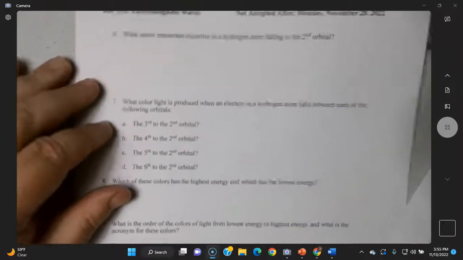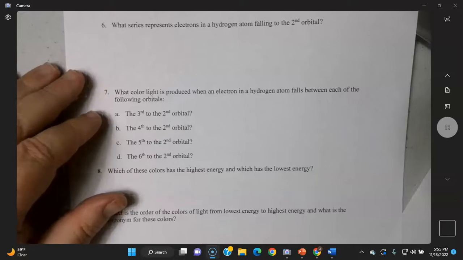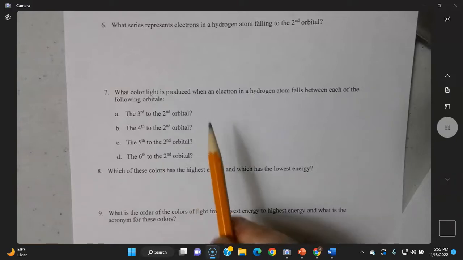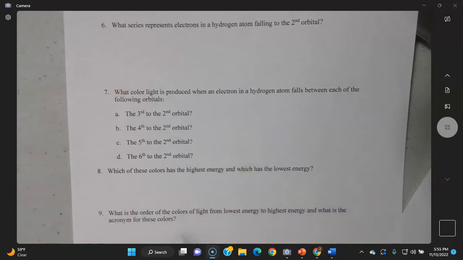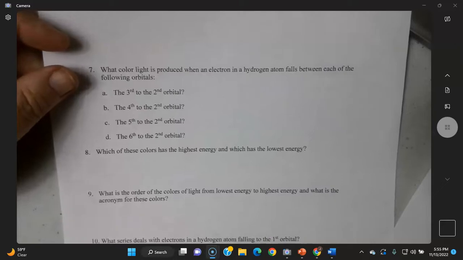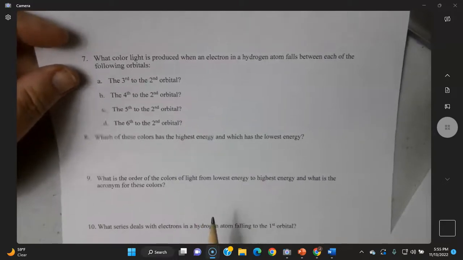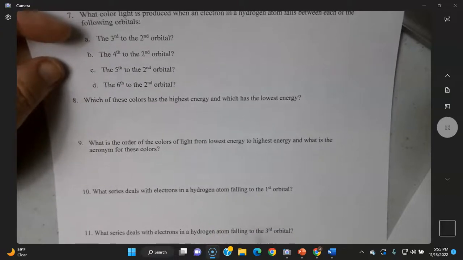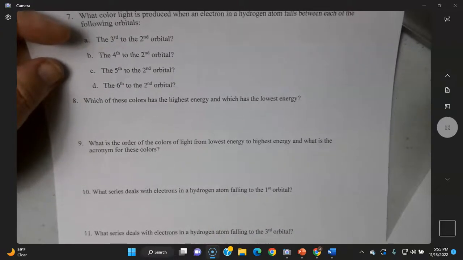Okay. What series represents electrons in hydrogen falling to the second orbital? Okay, that's in the Day 51A video. What color light is produced when an electron in a hydrogen atom falls between each of the following, from the third to the second, from the fourth to the second, and so on? What color is that? That's in hydrogen. Okay, that's in the video. Which of these colors has the highest and which has the lowest energy? I'm kind of asking some of the same questions over and over, but it's important that you understand these relationships with color and the light and electromagnetic waves.